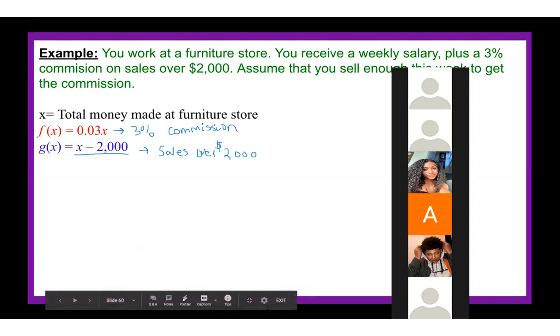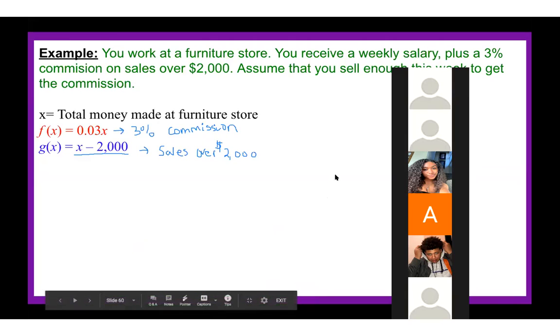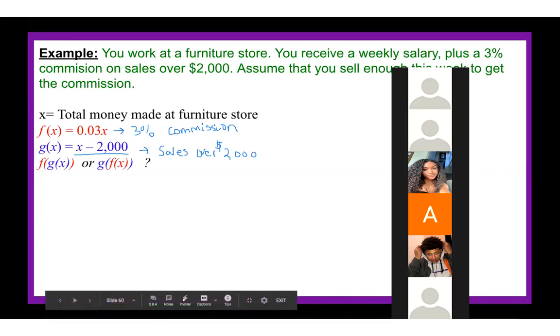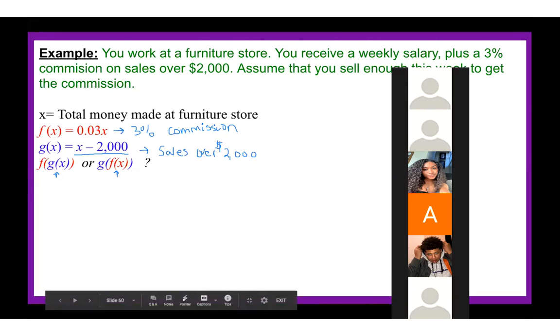All right. Now that I have these two functions set, my goal is to create a new function that's going to tell me how much money I get in my pocket. I don't want to know these two separate things unless it's useful to me. For example, I wonder which one will be more useful if I do f of g or g of f. Remember, whatever function is on the inside has to happen first. So which one needs to happen first, the 3% commission or making sales over 2,000?